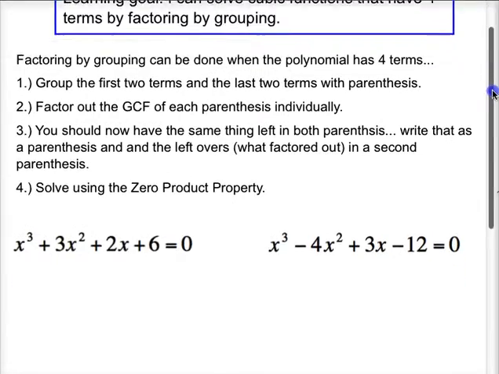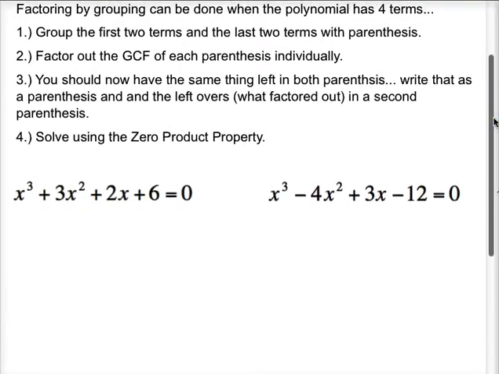What you end up doing when you have those 4 terms, you end up grouping the first 2 terms together and the last 2 terms together. So I would put them in parentheses right away to kind of make those groups. Now, once you have those groups, you factor out from the groups individually.